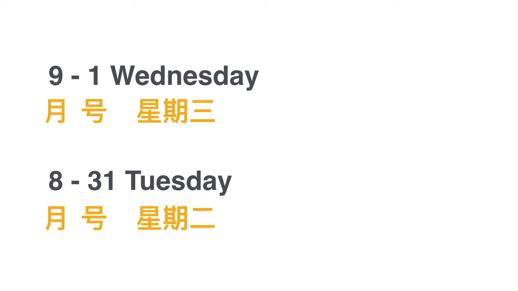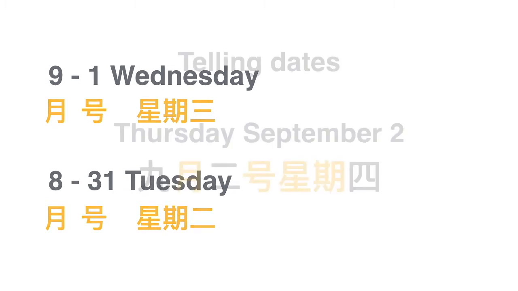The days of the weeks are pretty simple. You don't have to memorize a separate word for each day. You simply count from 1 to 6. For example, Monday will be 星期一, Tuesday 星期二, Wednesday 星期三, Thursday 星期四, Friday 星期五, Saturday 星期六. But there's an exception for Sunday, which is 星期天, T-I-A-N, first tone, 天, 星期天 is Sunday.